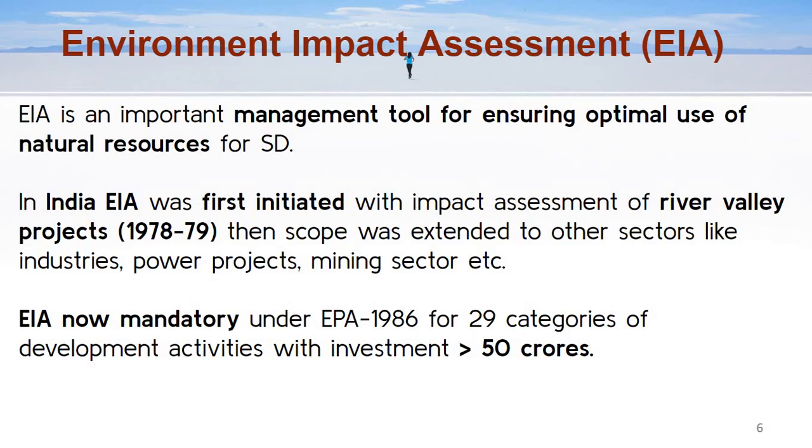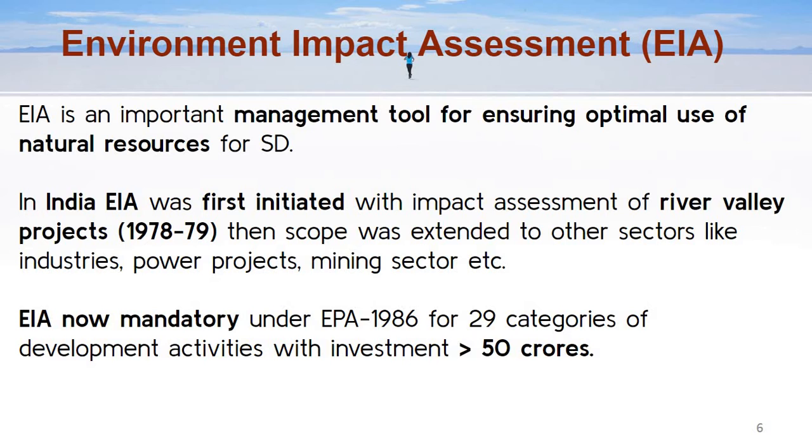In India, EIA was first initiated with impact assessment of river valley projects. Then the scope was extended to other sectors like industries, power projects, mining, etc. EIA is now mandatory under EPA 1986 for 29 categories of development activities with investment greater than 50 crores.